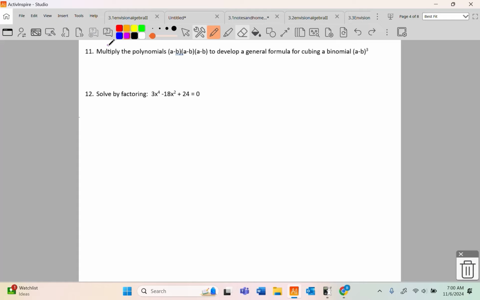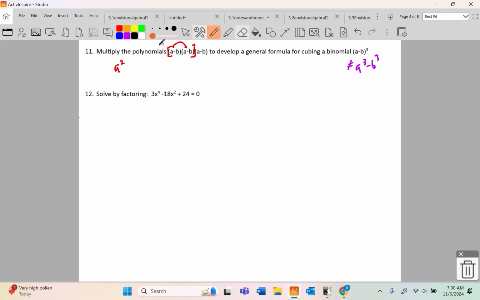All right, number 11, multiply the polynomial a minus b times a minus b times a minus b to develop a general formula for cubing a binomial a minus b cubed, which is not a cubed minus b cubed. Never has been, never will be. And let's see here. All right, so we're going to do the same thing I did earlier. We're going to focus on 2 of them.